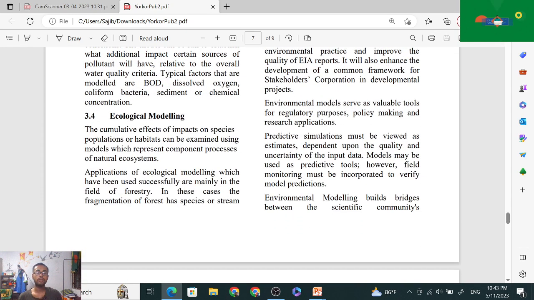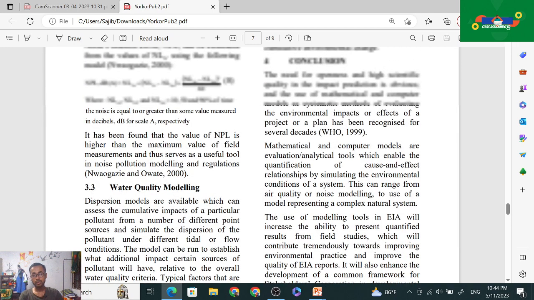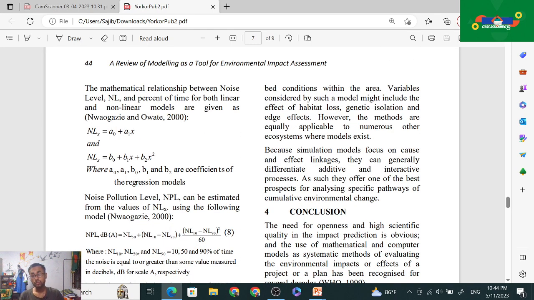ইকোলজিক্যাল মডেলের মধ্যে আছে cumulative effects of impacts on species, populations and or habitats can be examined using the models which represent the component processes of the natural ecosystem. Applications of the ecological models which have been used successfully are mainly in the field of forestry. In these cases, the fragmentation of the forest has species or stream bed conditions within the area, and the variables considered by such a model might include the effect of the habitat loss, genetic isolation and the age effects.